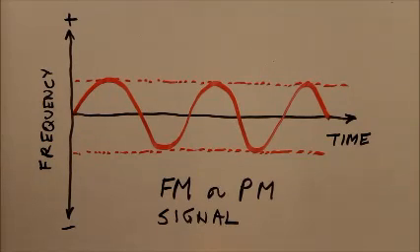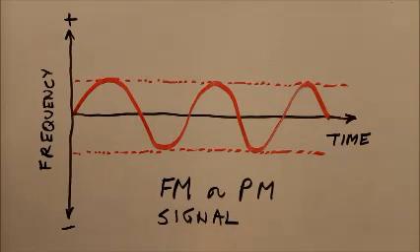Let's look at final exam question number 51, found on page 672 of Teach Yourself Electricity and Electronics, 5th edition. The question asks us which one of several methods we can use in an attempt to increase the deviation of a frequency modulated, that's FM, or phase modulated signal.